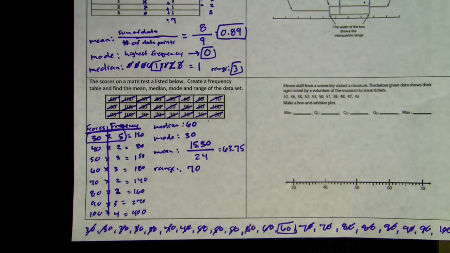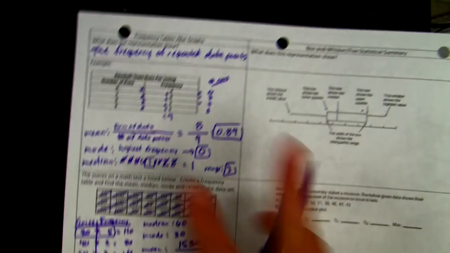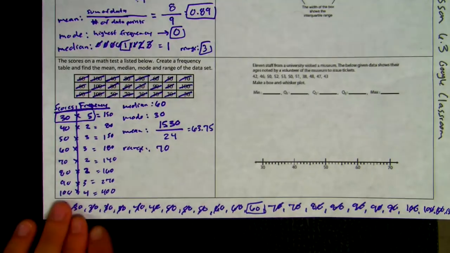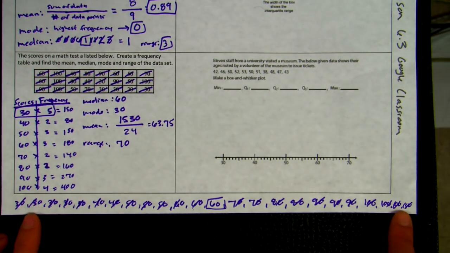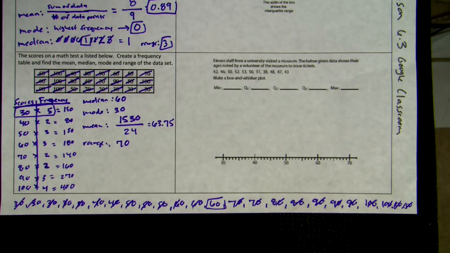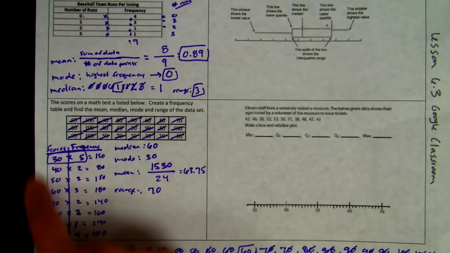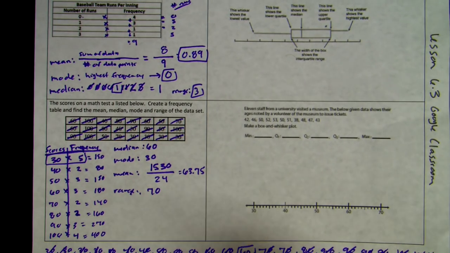Okay, so frequency tables help us represent data that has repeated data points, right? If I'm someone reading or analyzing this data, I don't want to have to write out all of these. This is a much more condensed version of the data that still makes sense.